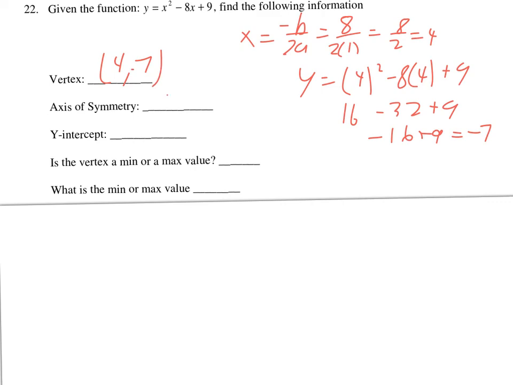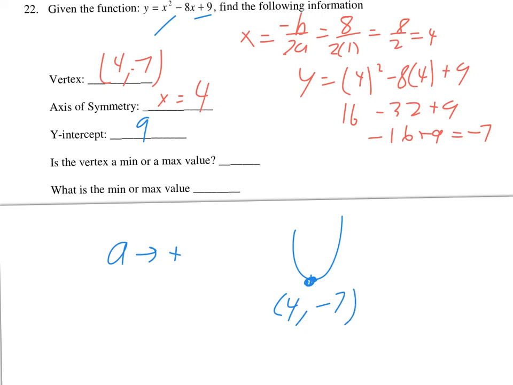My axis of symmetry is always x equals the x value of the vertex. My y-intercept is always this last number in the standard form, so it's just 9. And then is the vertex a min or max value? I kind of need to look at a here. So a is positive, and so that means it's going to be an upward-facing parabola. So I'm just going to visualize that. I like to draw a little picture. I know my vertex is 4 comma negative 7. So I would say that that's the min value, because you can see it's the lowest point on the graph. And then the min value itself is negative 7, since that's the lowest point on the graph.